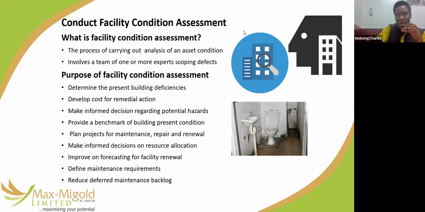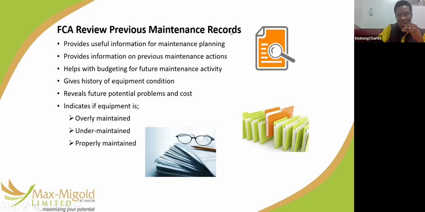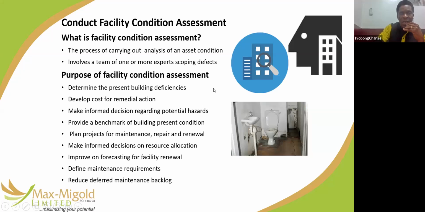All right, I said something about how you conduct a facility condition assessment. And I said that for you to maintain an asset, the very first thing you need to do is to find out the condition or the state of that asset. You cannot just jump into maintenance or drawing up a maintenance plan without having the condition of that asset known.